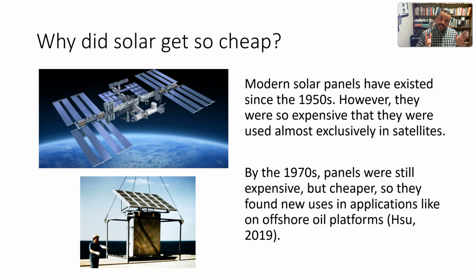So I want to explain a little bit about how solar panels managed to get so cheap. The kinds of solar panels that we use today have been around since about the 1950s. But at the time, they were so expensive, they were basically used in only one application. They were used in satellites that were orbiting the Earth.